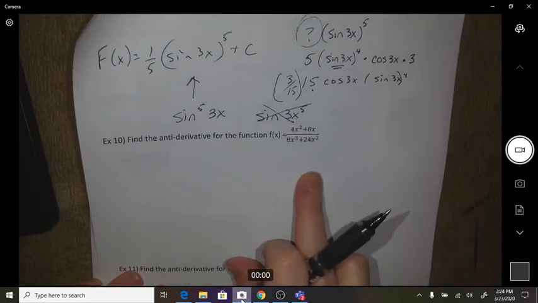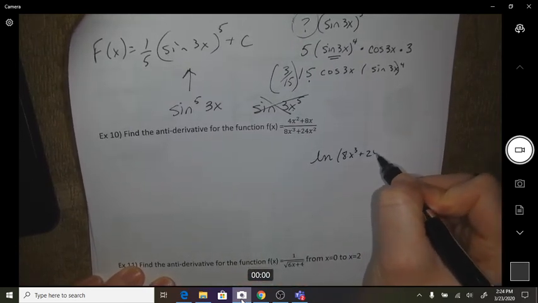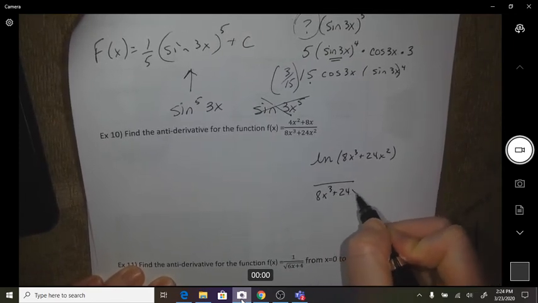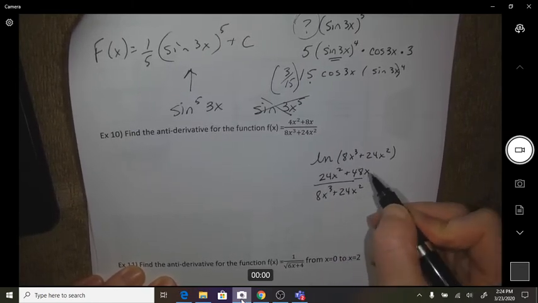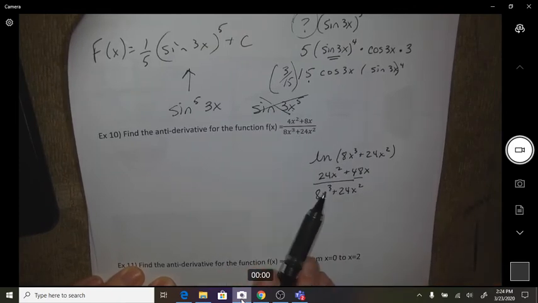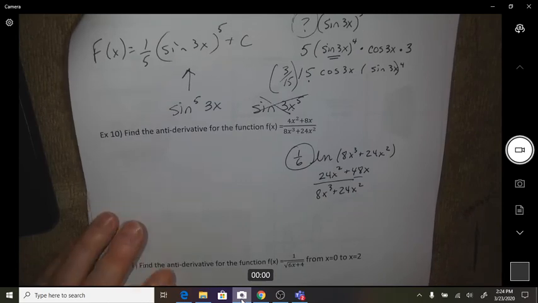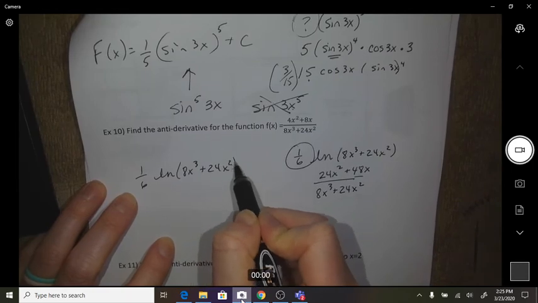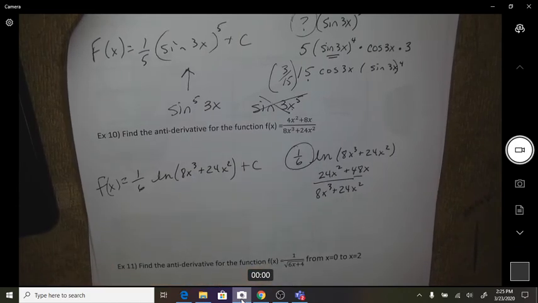Okay, what do you recognize here? Probably an ln. So let's say that you started with this. It'd be 1 over that times the derivative of that. Okay, look at my results. Mine is 6 times bigger than what this is on the top, so therefore I would want a 1/6 in the front.